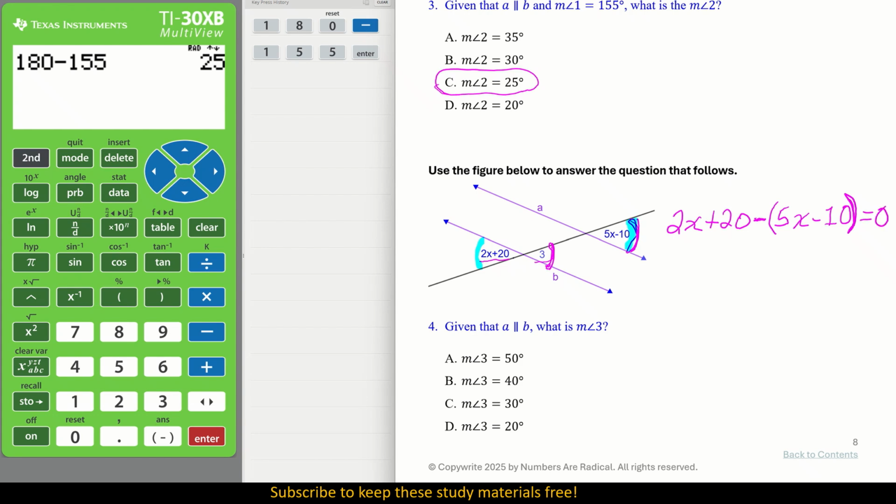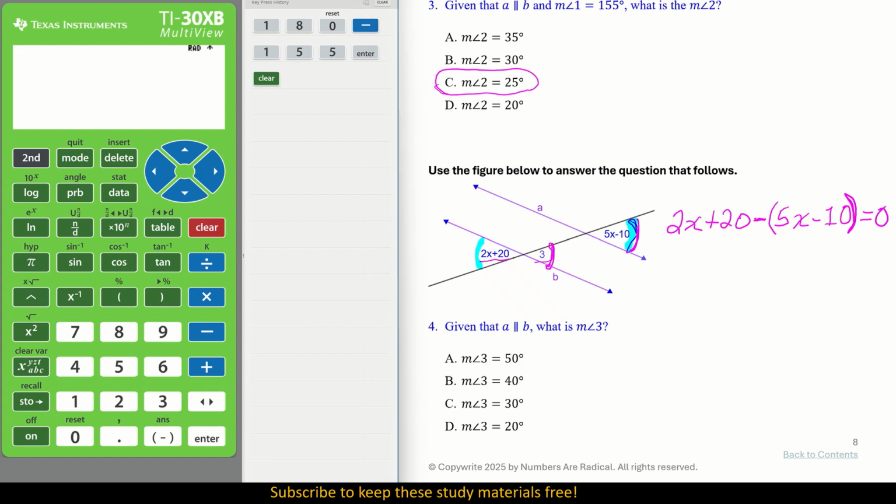Okay, so let's put that in the calculator. So let's clear this out. We're going to go back to the table. I have it entered into the calculator. Please note that I'm using parentheses just as I wrote it, and that is to ensure my order of operations. Okay, I want to take the entire expression for that angle and subtract it from the first angle. Okay, now I am going to press enter.